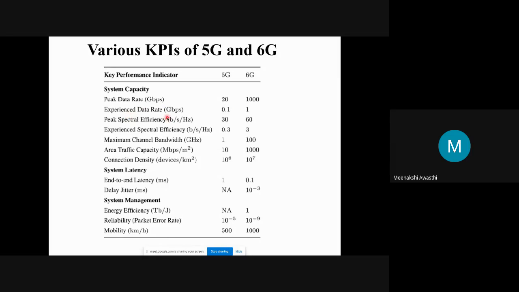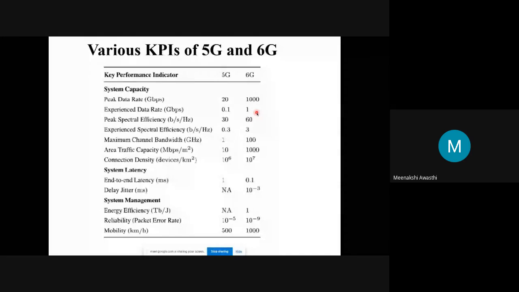Okay, next is experienced data rate. This is the theoretical value of data rate that is expected. Now, the experienced data rate in 5G is 0.1 Gbps, whereas in 6G it is expected to be 1 Gbps.